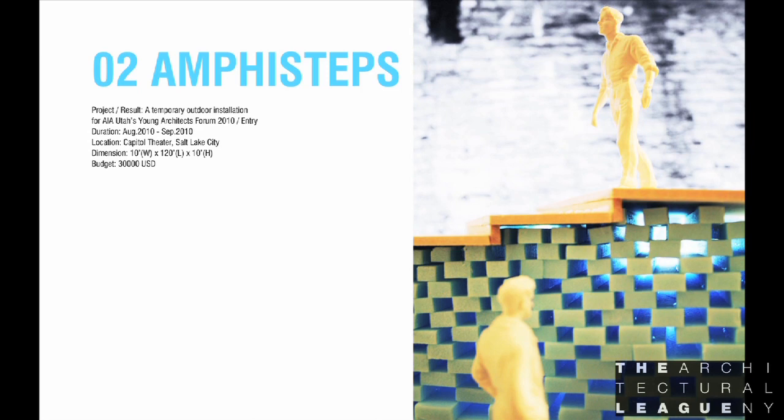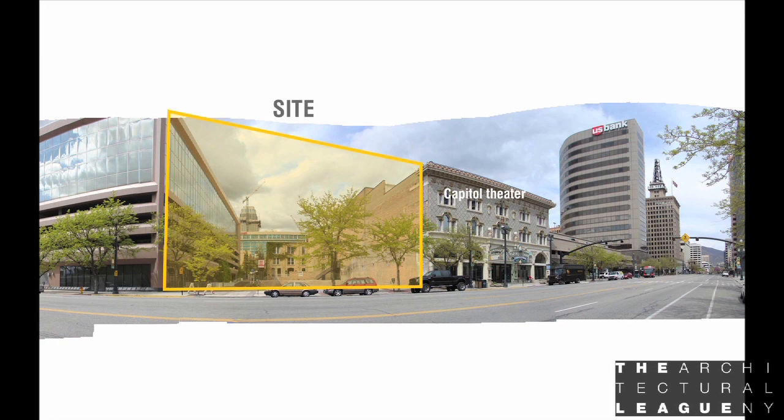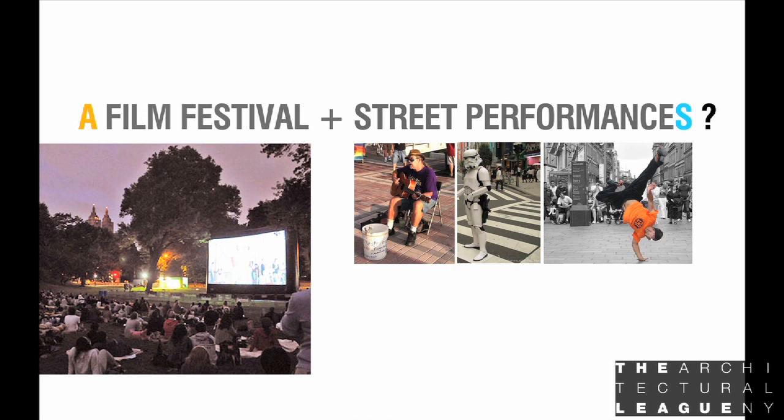The second project is called Amphisteps. It is a temporary outdoor theater in Salt Lake City. The main goal of the competition was for a small amphitheater to reshape the empty lot through various urban activities. The project site is adjacent to the historic Capitol Theater in downtown Salt Lake City, and currently it is vacant. The project is necessary to accommodate street performance and Salt Lake City's film festival as well. So we started to question how we can embrace these two distinct cultural events in one architectural object.